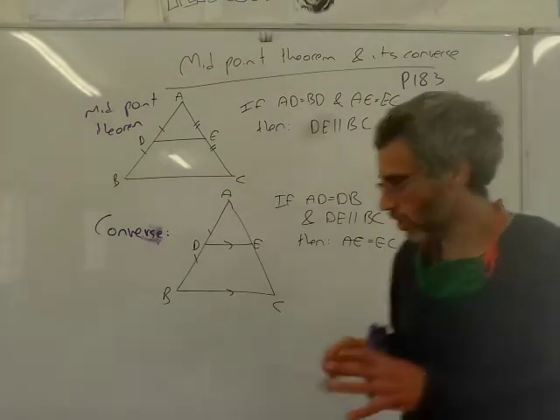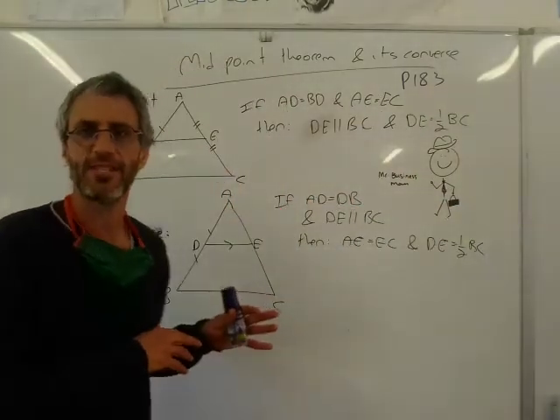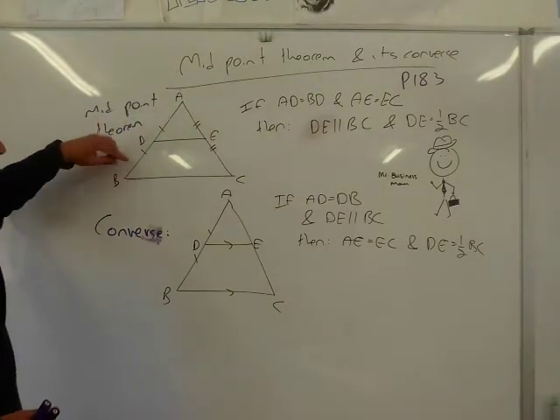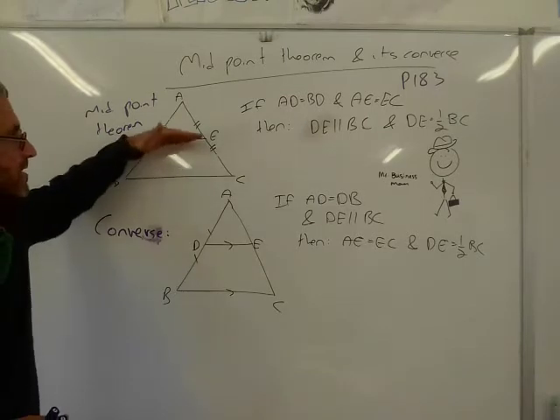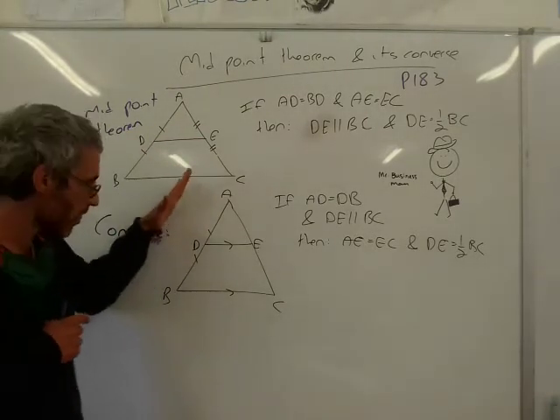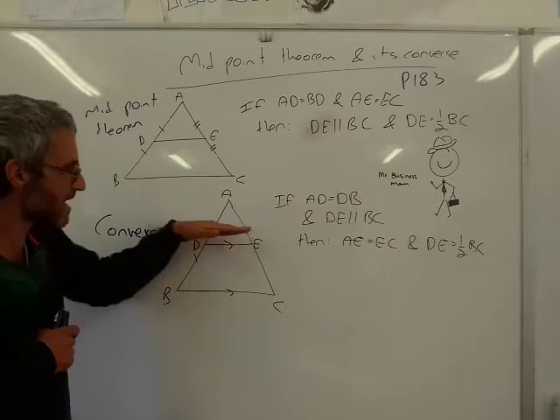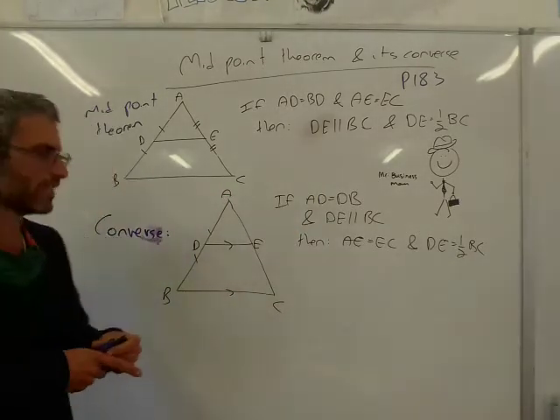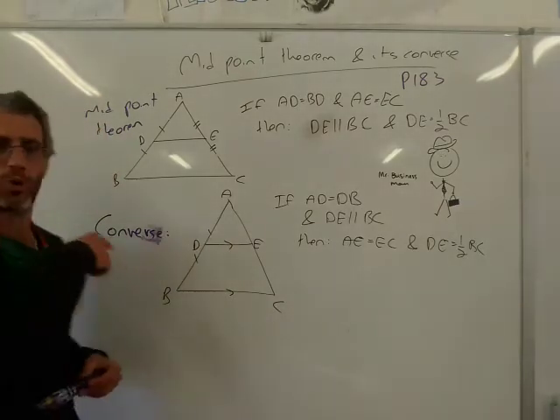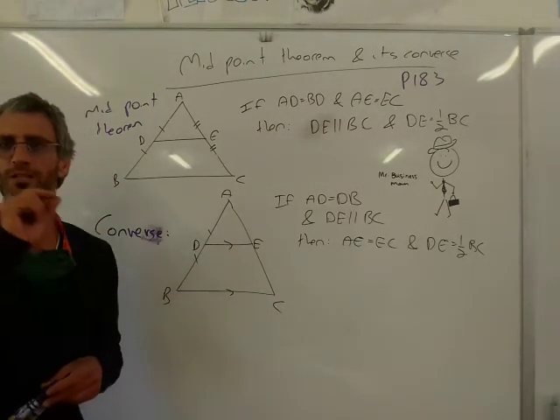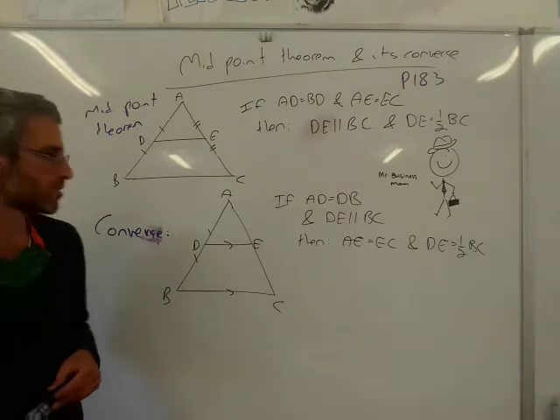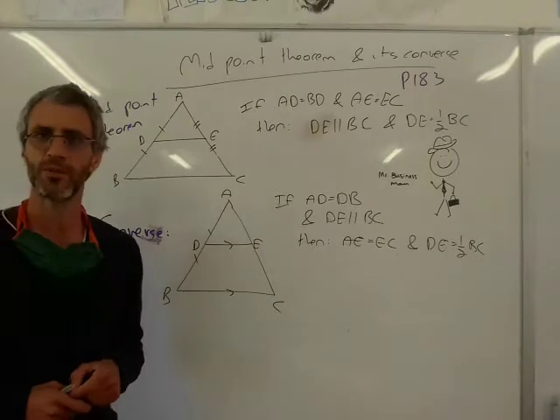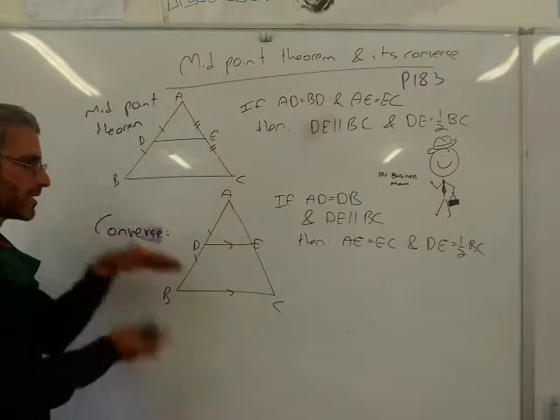I'm starting with slightly different data every time, and I'm getting different results. Here I knew that this is equal to that, and that is equal to that, and therefore these lines are parallel, and this is half of that. Here I just know that one side is halved and that these two lines are parallel, and in this case I can use the midpoint theorem converse, or converse of midpoint theorem, to say that AE equals EC and DE is equal to half BC. That's the midpoint theorem, and that's the converse.